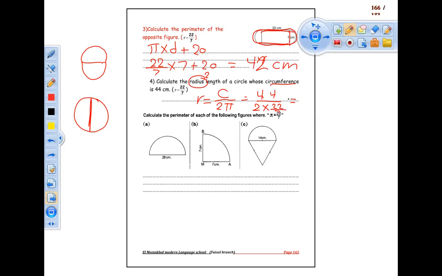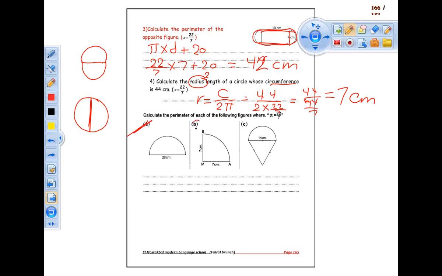Which is equal to 44 over 44 over 7. By your calculator, you can get your answer quickly, 7 centimeters. Okay, and now we solve right like this, then it will be homework.